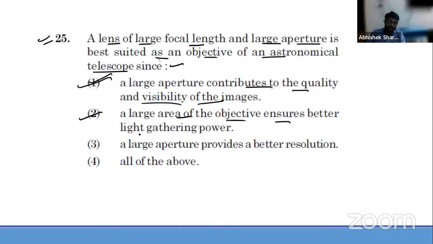Large area of the objective ensures better light gathering power. That is also fine. More number of rays will come, so you can see the image on the computer screen in a better way. Large aperture provides a better resolution. Yeah, if quality is better, resolution is better. You have seen wallpapers at 1240, 360, 480. If you see YouTube videos at 1080p, the resolution is so much greater, so fine and precise, that you feel like it's real. It depends upon screen to screen, device to device. Answer is all of the above.